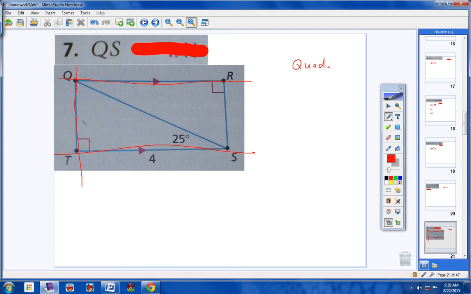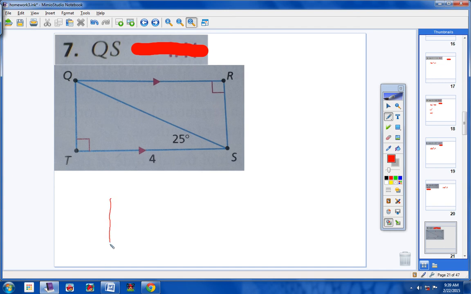So consecutive interior angles are supplementary. So if this is 90, this is 90. Well, this angle here and this angle here are both consecutive interior angles. So if this angle is 90, this angle is 90. So the first thing that I wanted to show you is you have a rectangle. Okay, alright, now that I've showed you that, let's continue on.